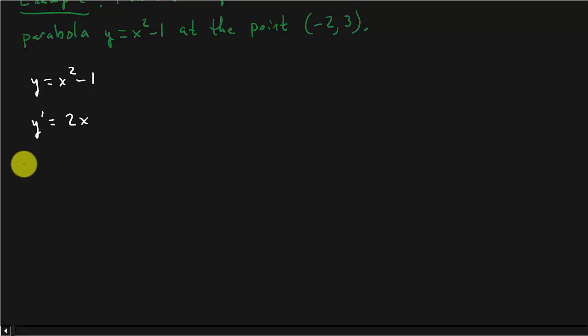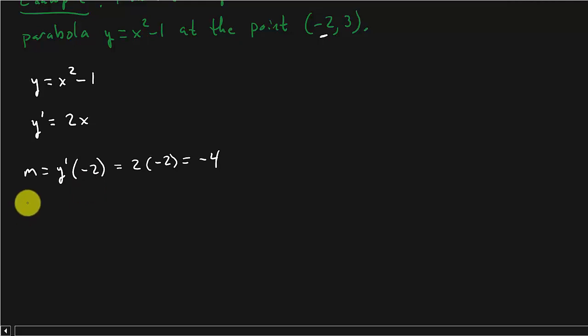Then we evaluate the derivative at the point. So the slope is y prime of, now I'm evaluating it at the point, but notice I only have an x variable, so all I need is the x coordinate. I just need to plug in the negative 2, and so that's going to be 2 times negative 2, which is negative 4. That's the slope of the tangent line.